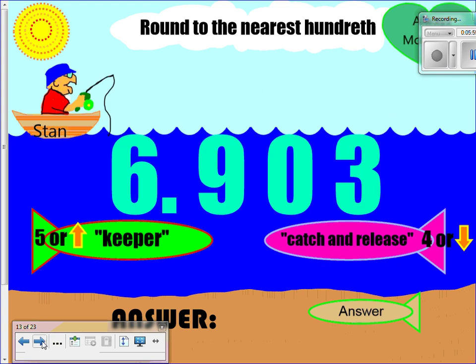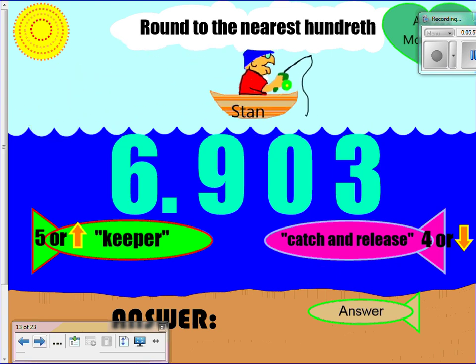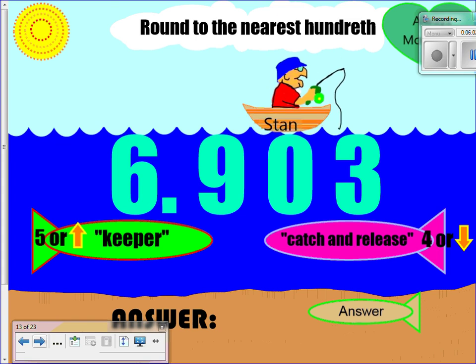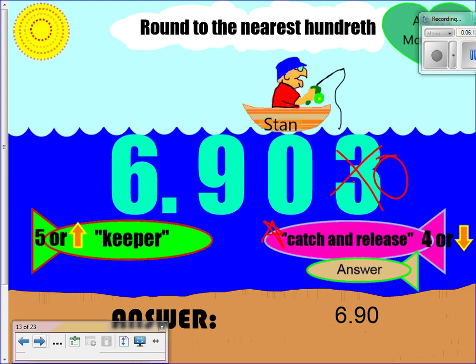Keep going here. Nearest 100th, coming all the way over, where's my decimal? To the 100th place, right here. This is a 3, so it's a catch and release, so I don't want this, so this is a 0. So my answer should be 6.900, 6.90, same thing.